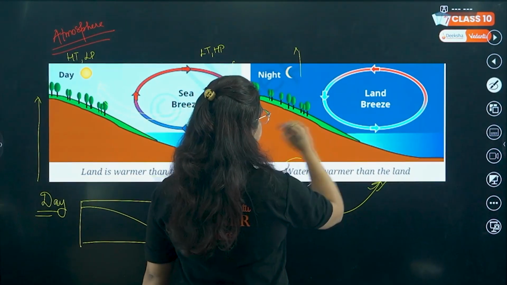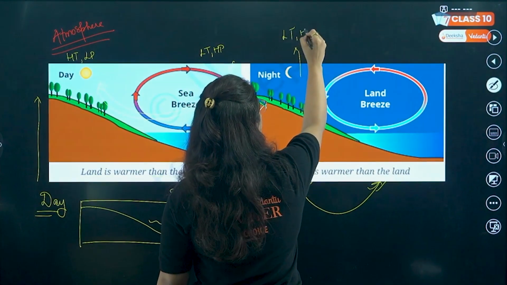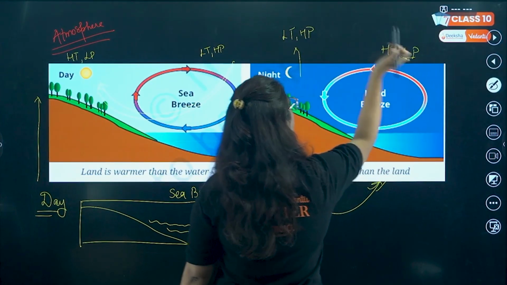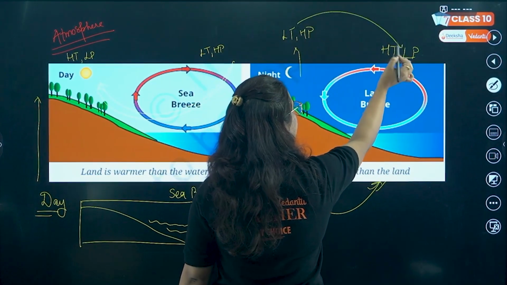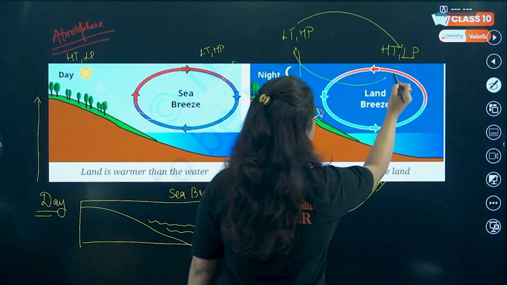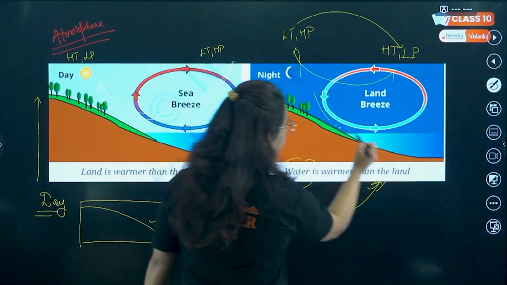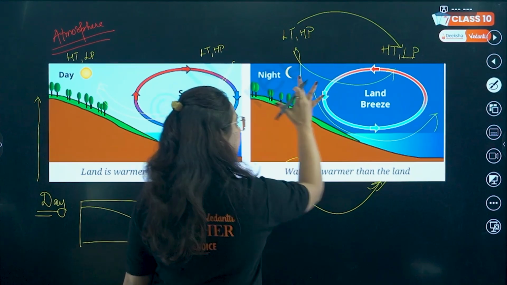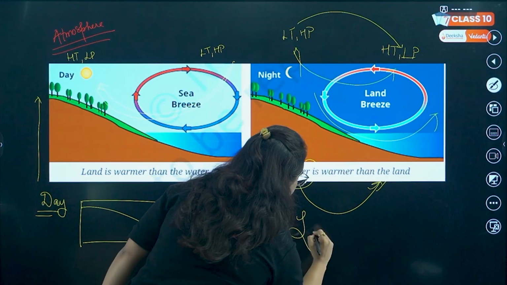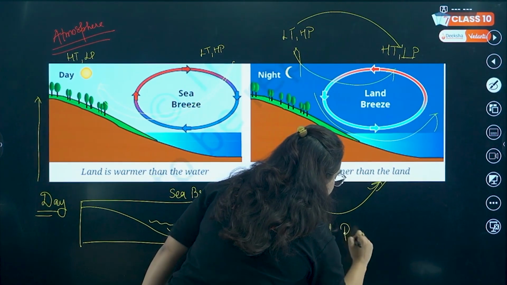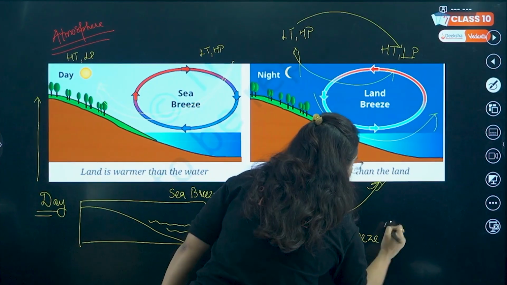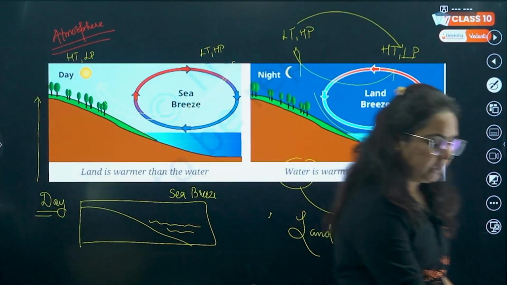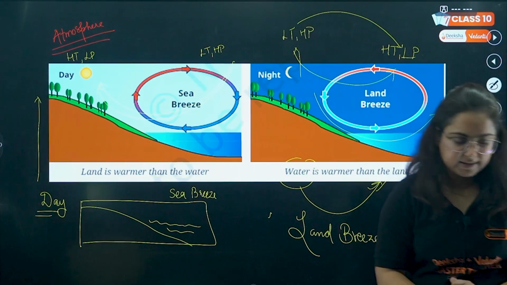Here, beta, there will be low temperature and high pressure; here high temperature and low pressure. Winds are moving from high pressure to low pressure. See here, high pressure to low pressure. And as winds are moving from land to sea, this is particularly known as land breeze. Here was the difference between the land breeze as well as the sea breeze.